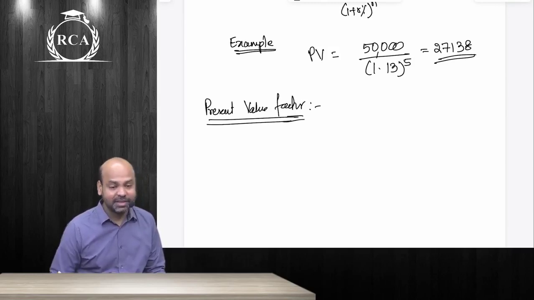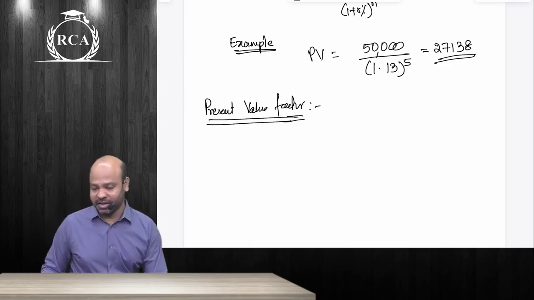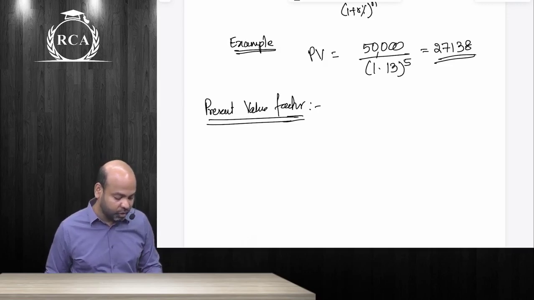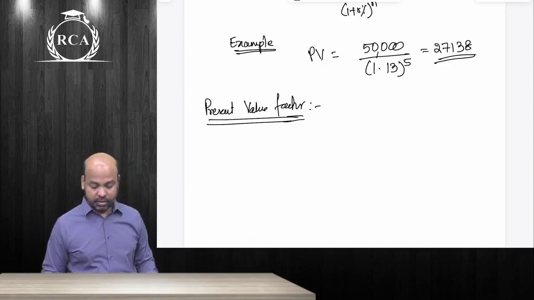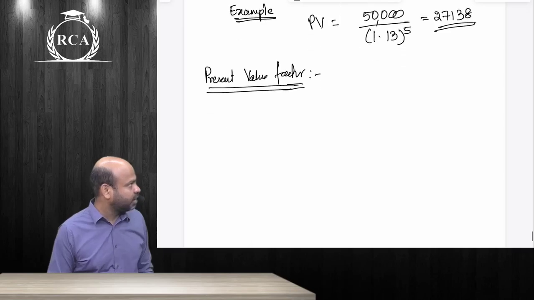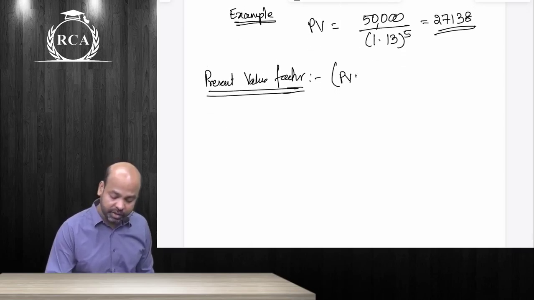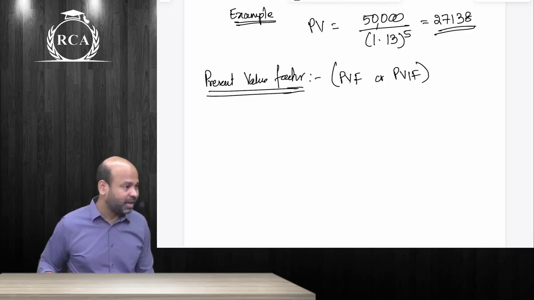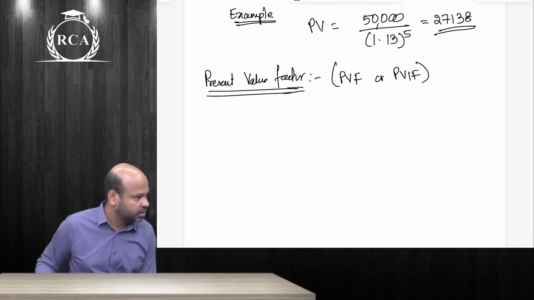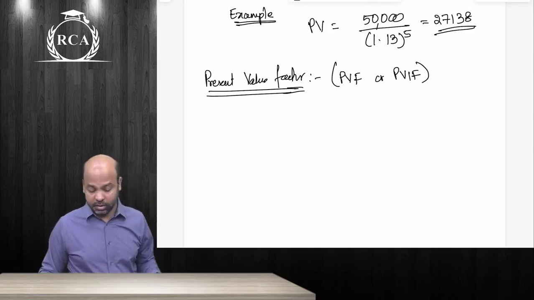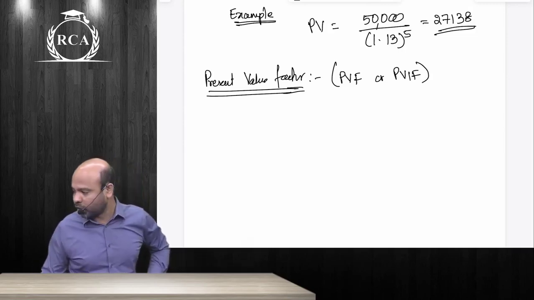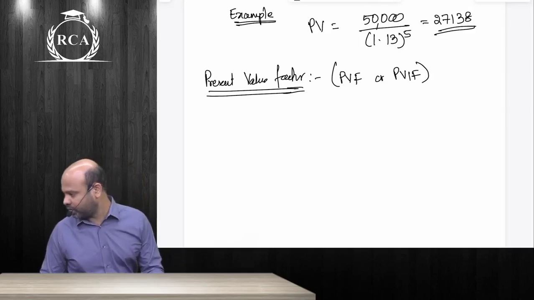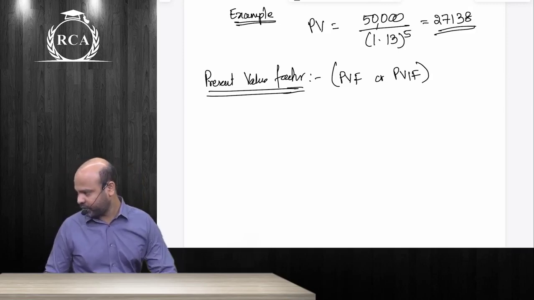It happens. Present value factor, write down. It is the present value of 1 rupee. Write all the headings after saying present value factor. In brackets you can write this: it is either PVF or you can also call this PVIF, present value interest factor. It is the present value of 1 rupee.